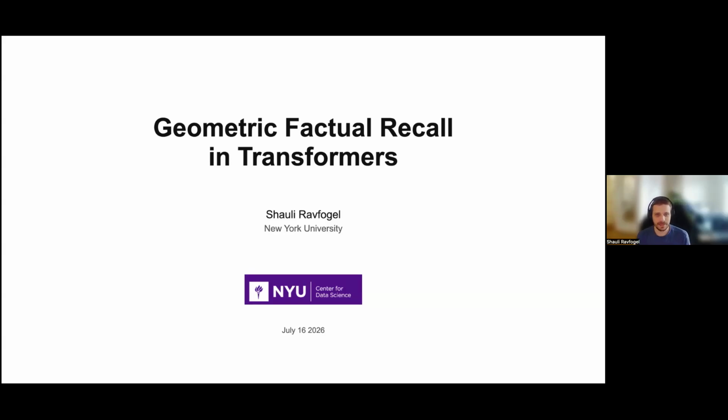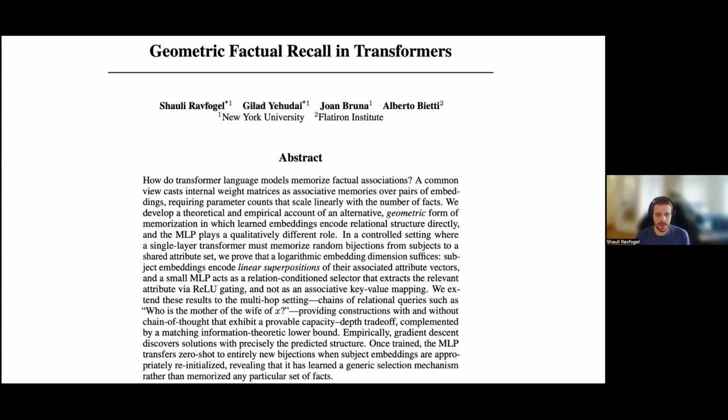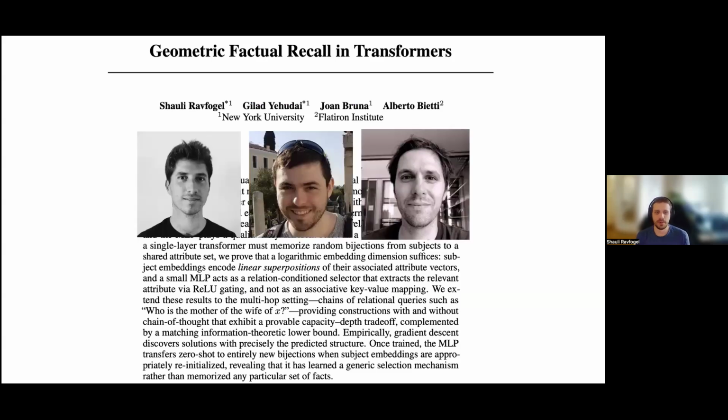Let's start. This is the paper in collaboration with Alberto Bietti from Flatiron Institute and Gladio Dai and John Buna from NYU.